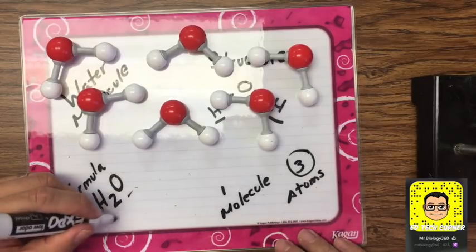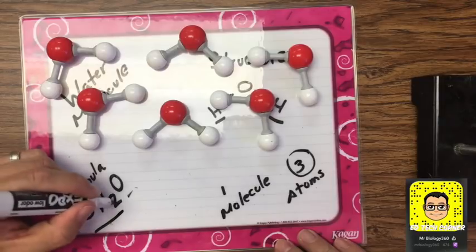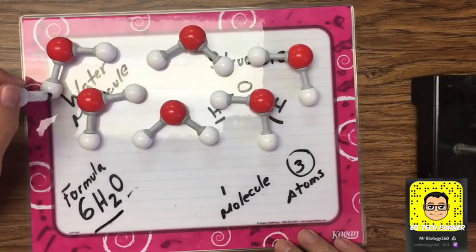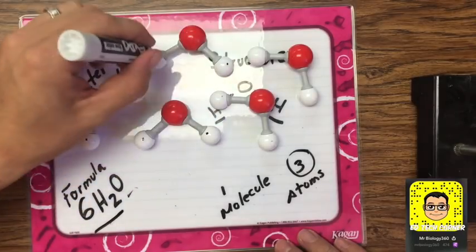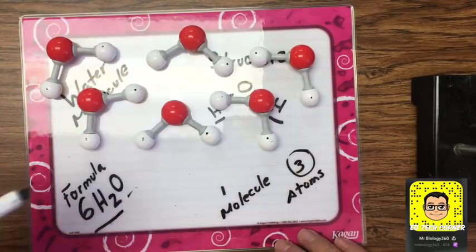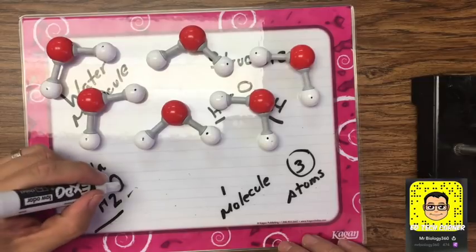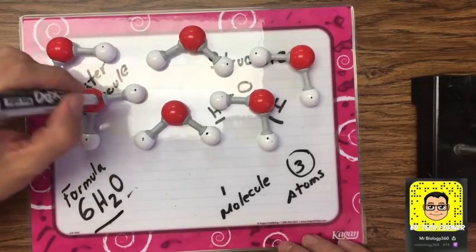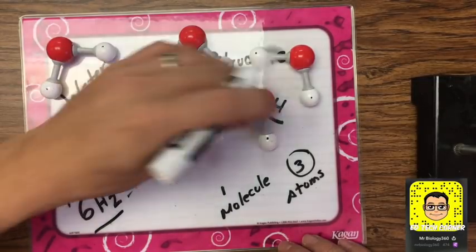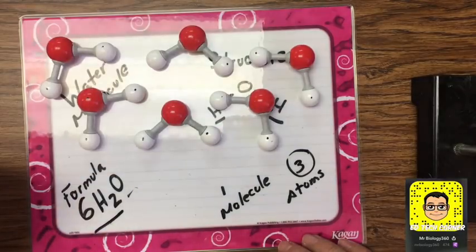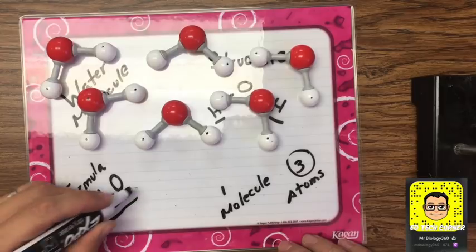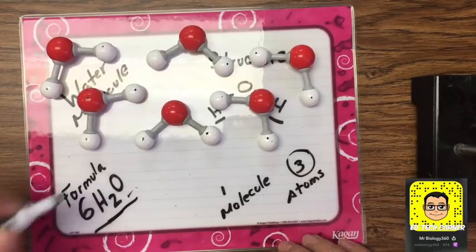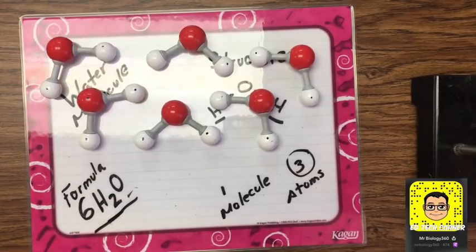That tells us that we have 12. 6 times 2 is 12 hydrogen atoms. 1, 2, 3, 4, 5, 6, 7, 8, 9, 10, 11, 12, right? And 6 oxygen atoms. Boom, boom, boom, boom. There it is. And now every atom is accounted for in our formula, but we are very clearly stating that there are 6 different H2O molecules.